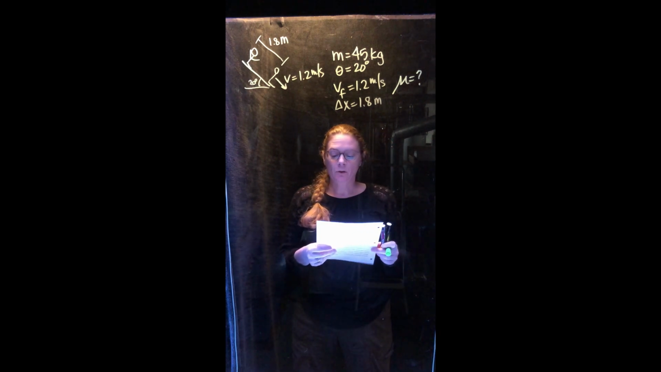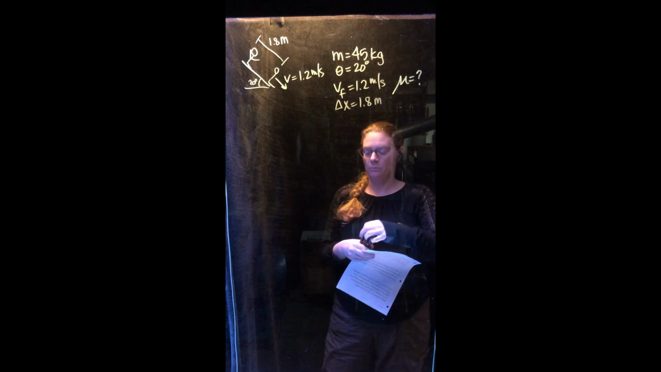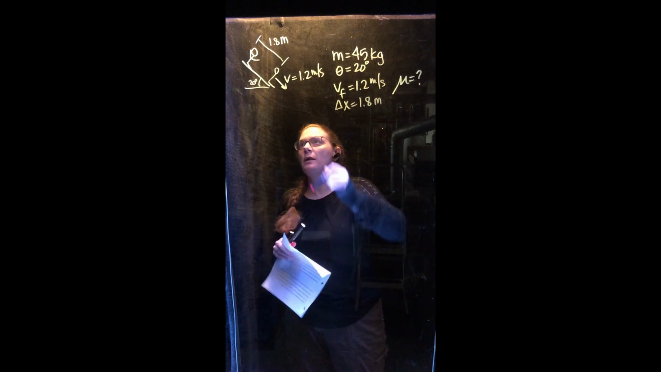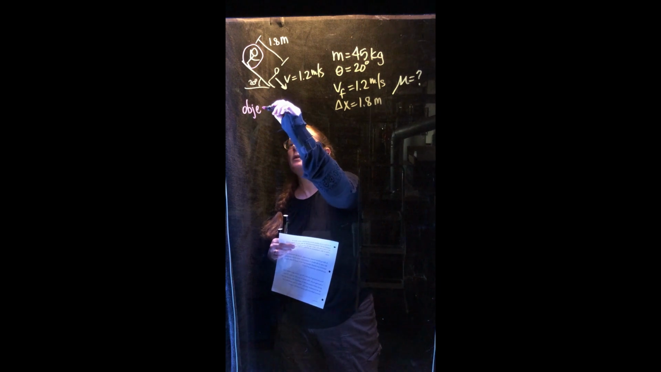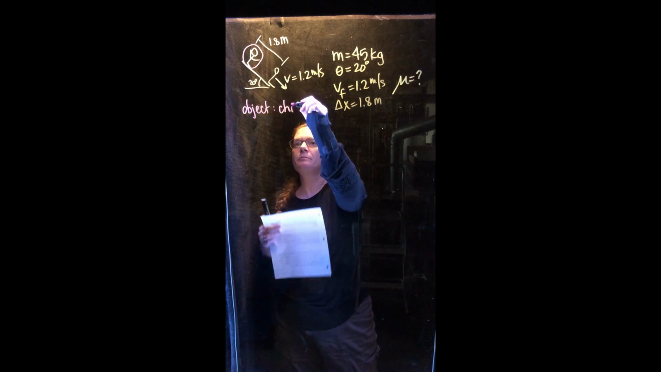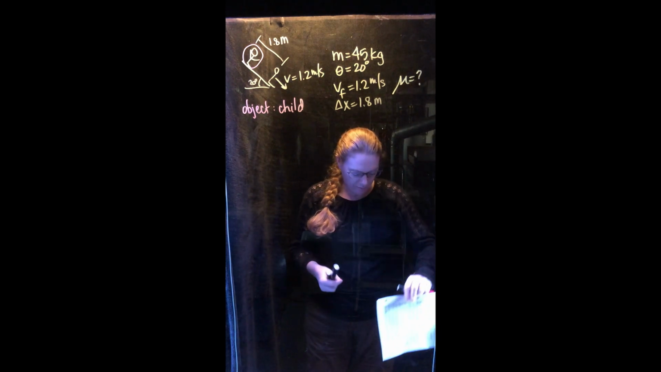Step 3, choose the object of interest. Well, what's the object of interest in this case? The kid, so the child that is moving down the slide. So the object of interest is the child. Step 4, draw a force diagram for the object of interest.